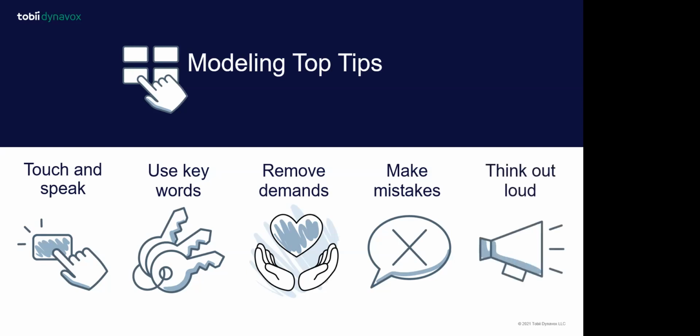And then lastly, I want to think out loud. I want my communicator to hear my thought process as I'm navigating through that device. And I really want them to understand my navigation, even my mistakes, right? To hear why I'm navigating where I am in the system. And all of this will support our communicators when they're on their own and attempting to navigate independently as well.